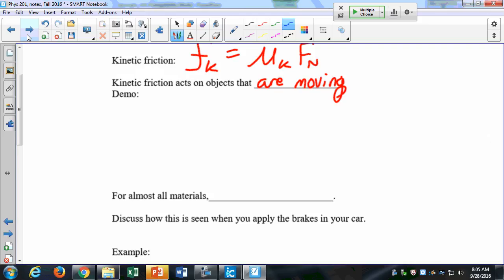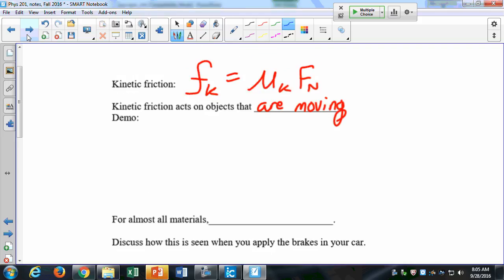Another interesting thing about kinetic and static friction. Notice also that we don't have that inequality here, because once you get something moving, the kinetic friction doesn't really change. It's pretty much the same. At some point you change the material, and it will change, but for the most part, kinetic friction doesn't change. There's something interesting you can show: for almost all materials, kinetic friction is less than static friction.